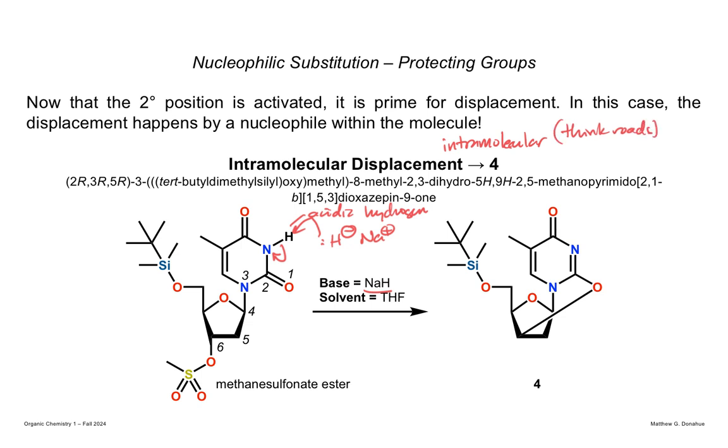So I always think back to roads when I try to differentiate intramolecular and intermolecular. So the interstate runs between like Mississippi and Florida. So that's two different things. That's inter. Intra means within. So a nucleophile and electrophile within one molecule.